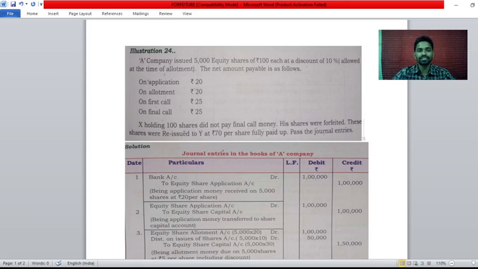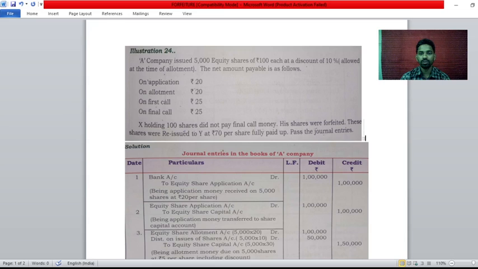Hi students, in the last class we discussed the problem on the forfeiture of the shares as well as the ratio of the shares. Now we will see one more problem on that because it's very important for your exam purpose.